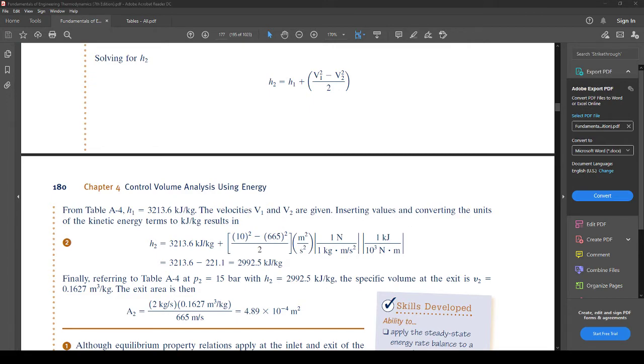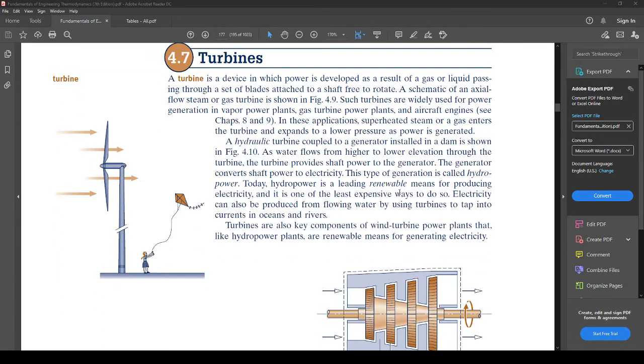All right, let's move on. So now we have turbines. A turbine is a device in which power is developed as a result of a gas or liquid passing through a set of blades attached to a shaft free to rotate. So this is how essentially all of your power in any application is made for cities. This is exactly how it's made.